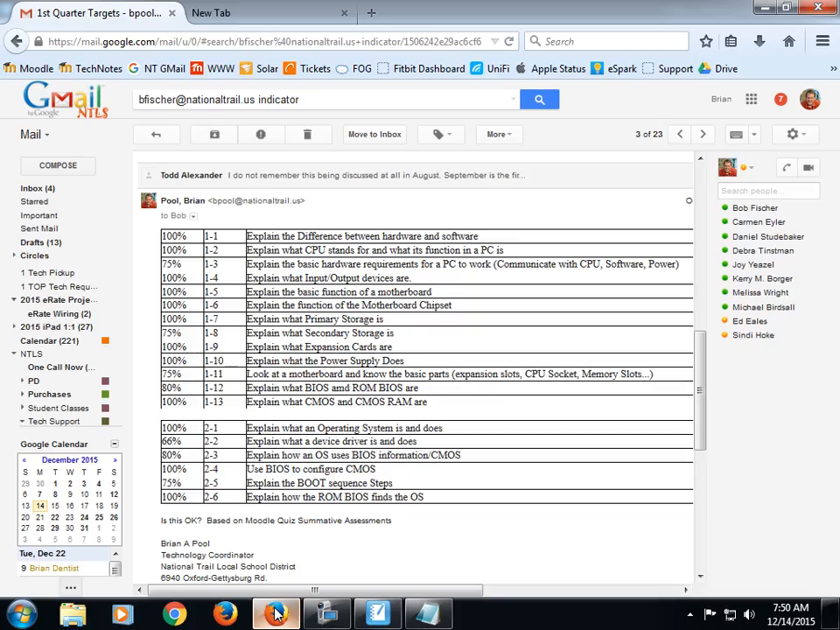Okay, explain how an OS uses BIOS information from CMOS. That's basically just saying the only thing the operating system does with BIOS is it initially gets the handoff of the components that are installed in the computer. Now BIOS goes and looks through the boot order and decides who it's going to try to hand off control of the PC to, but then it says, okay, Mr. Hard Drive, I found you, you're the operating system, you take over from here.